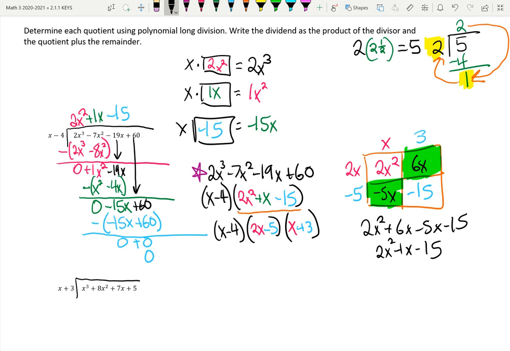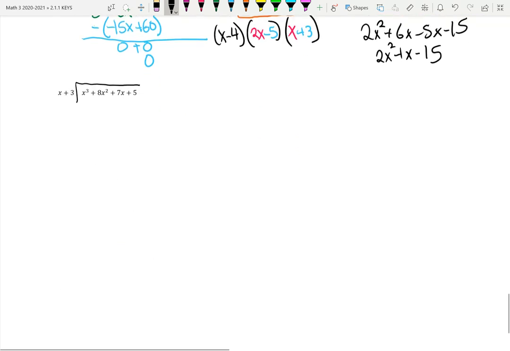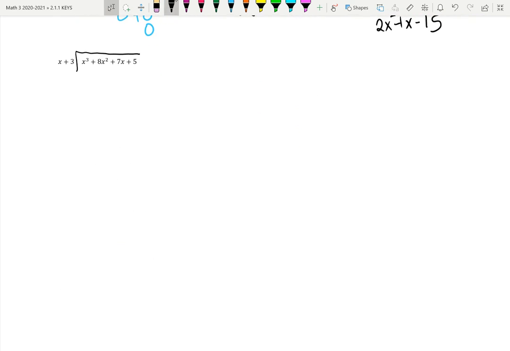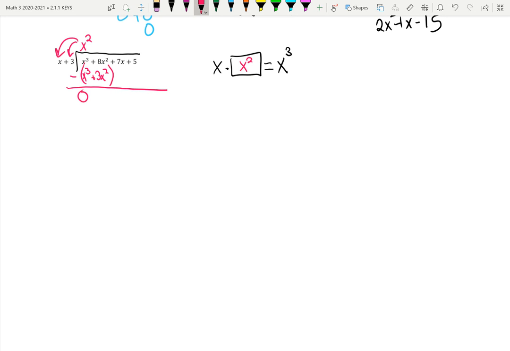Let's do one more. So I ask myself again, I need to figure out x times what will produce my leading term x to the third. Well, 2 x's are missing. So I'm going to multiply x squared to both my x and my 3. This is going to produce x to the third plus 3x squared. I have to remember I'm doing long division, so I'm going to subtract. Well, this is going to produce 0 plus 5x squared.